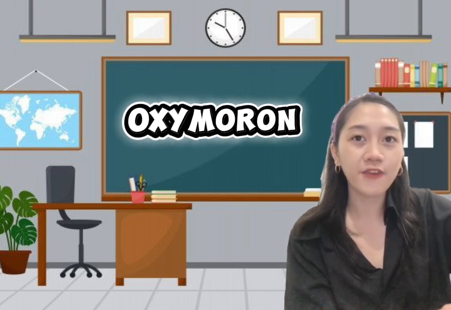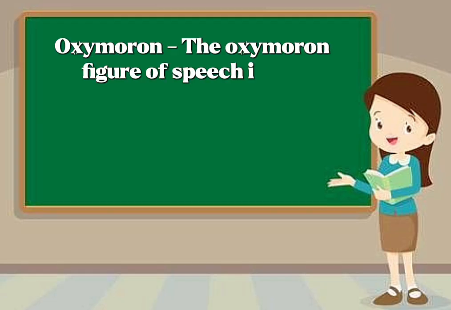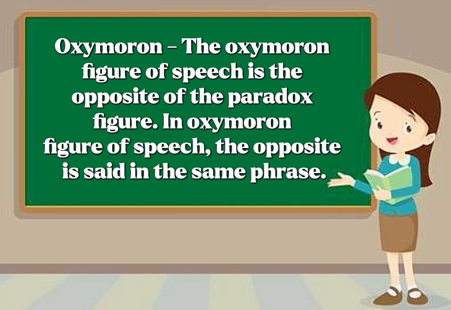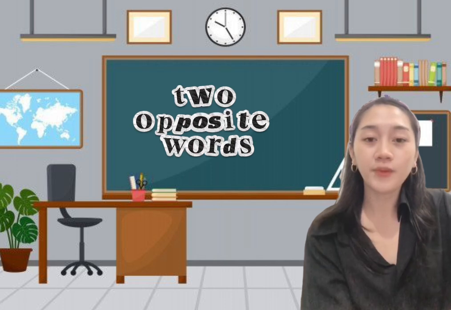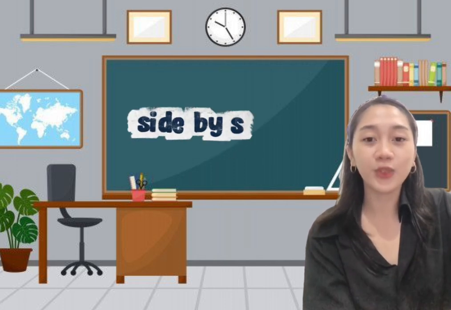Next, we have oxymoron. The oxymoron figure of speech is the opposite of the paradox figure. In oxymoron figure of speech, the opposite is said in the same phrase. So, an oxymoron puts two opposite words side by side in one phrase.